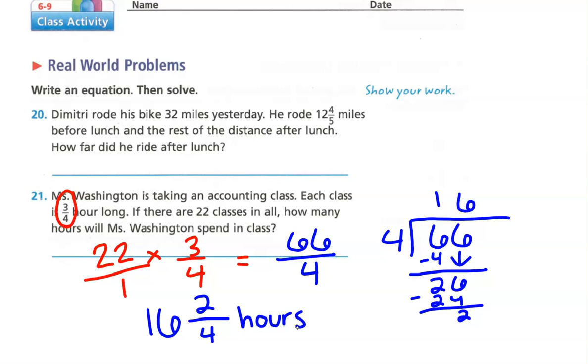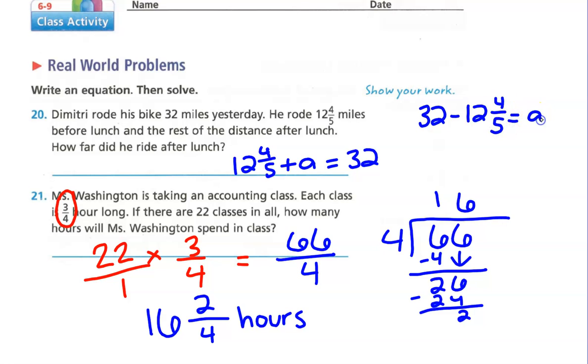Your equation for number 20 would have been 12 4/5 plus some imaginary number that you don't know yet would have equaled 32. But it is also okay if you instead wrote it down as 32 minus 12 4/5 equals whatever your leftover is, or your unknown, excuse me. And A would equal 19 1/5 miles.